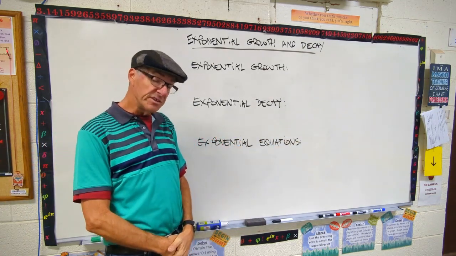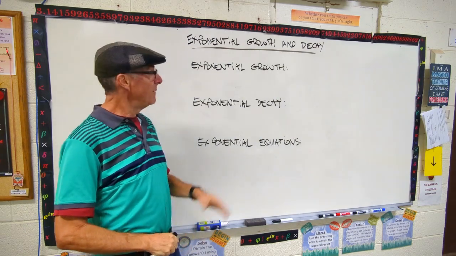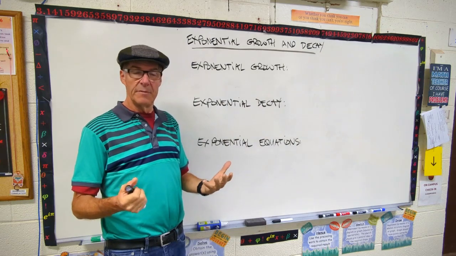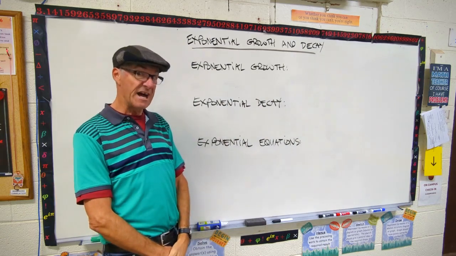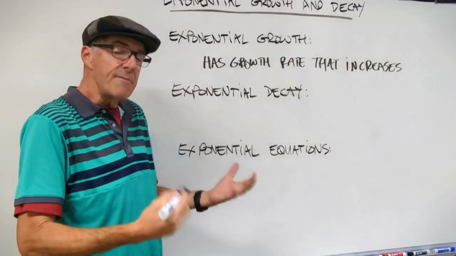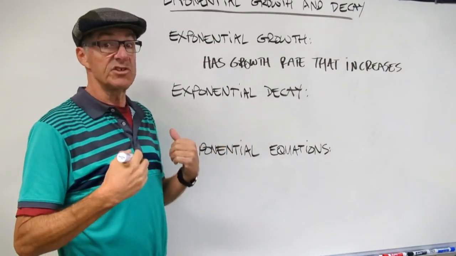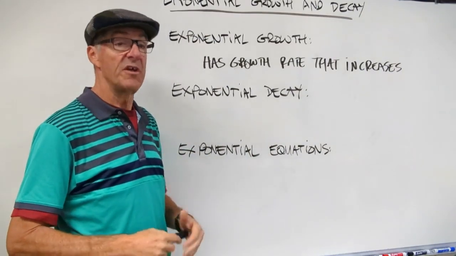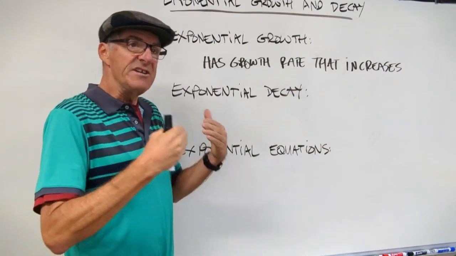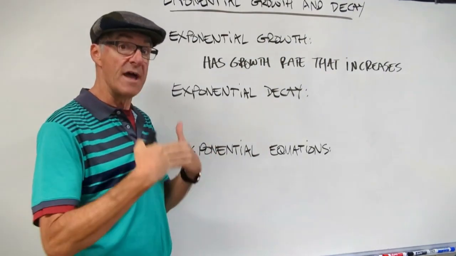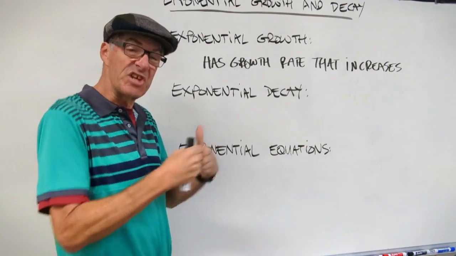So I want you to pause the video and think real hard for a minute about what is exponential growth. We know what growth is, but exponential growth is a special kind of growth. So think about that for a second. All right, if you came up with something that relates to the growth rate, you're on the right track. Exponential growth is growth that increases its rate. So over time, you add more and more and more each time step.